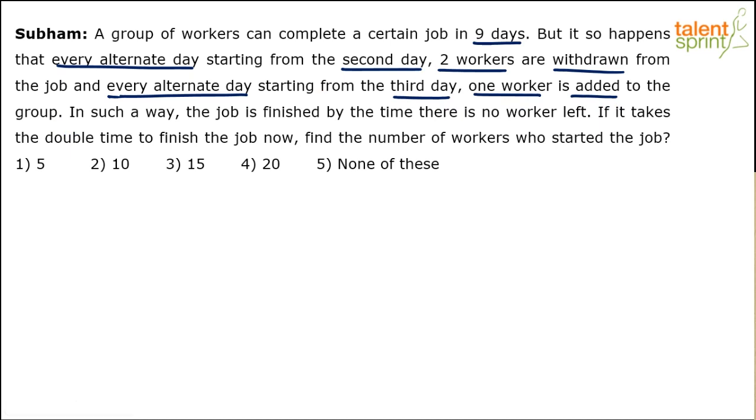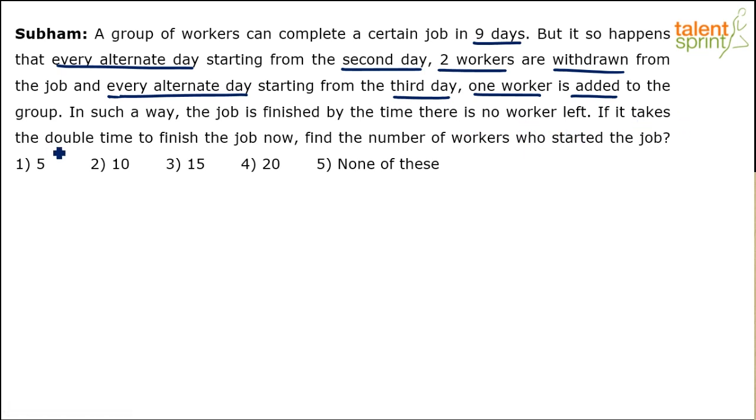On every alternate day starting from the second day, which means second day, fourth day, sixth day, eighth day, and so on, 2 workers are withdrawn. But every alternate day starting from the third day, which is third day, fifth day, seventh day, ninth day, 1 worker gets added to the group. In such a way, the job is finished by the time there's no worker left. So finally, the day we find that there's no worker, the job is finished, right?